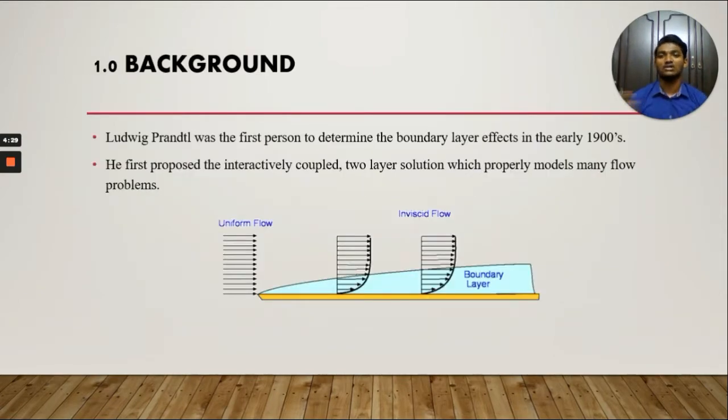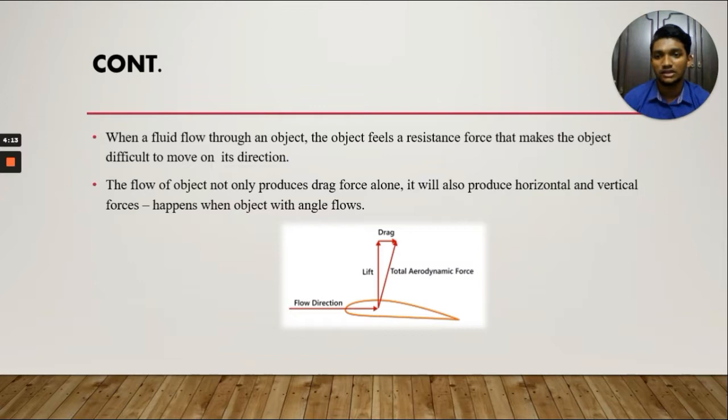So the background is Ludwig, the first person to determine the boundary layer effects in the early 1900s. He first proposed to interactively couple two-layer solutions, which properly models many flow problems. This is the diagram of the boundary layer condition. And then when a fluid flows through an object, the object feels a resistant force that makes it difficult to move in its direction. This is called a drag force.